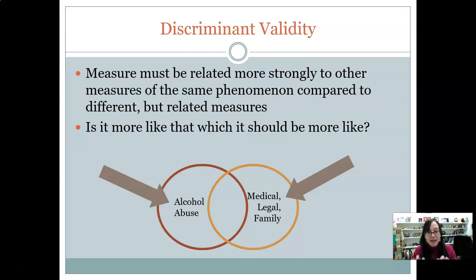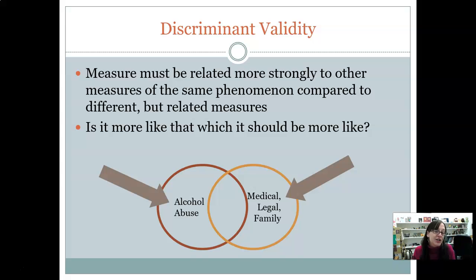So we take that same example of alcohol abuse. We know alcohol abuse is related to medical problems and legal problems and family problems. But we also know that alcohol abuse is a different variable, so it's not going to be 100% related.